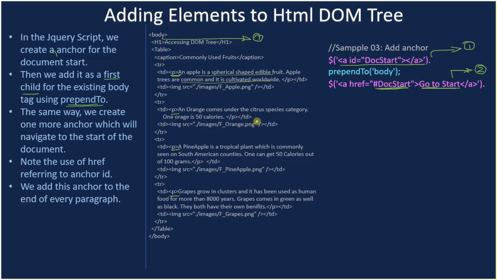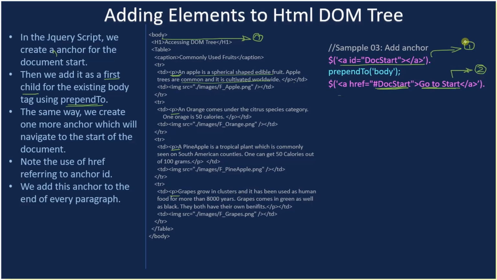That means at the end of each paragraph we have a link. By clicking that link, the user can navigate to the top of the document. So that's why here we are naming it go to start. And if you see, we want to do that at runtime. If a new paragraph is added, the anchor will get automatically created.